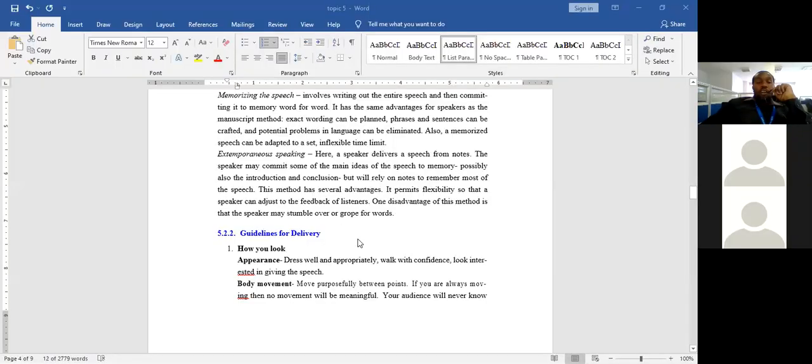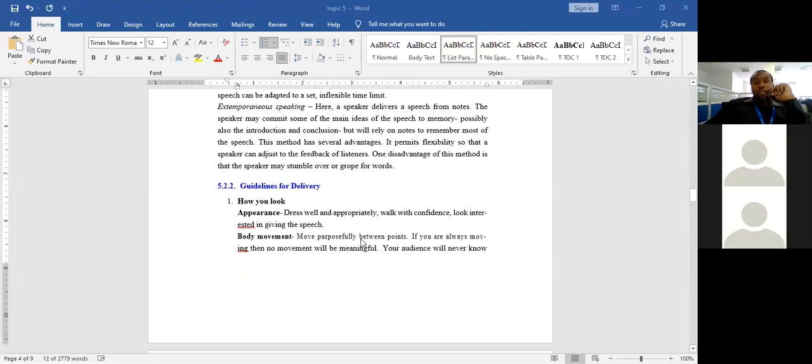So guidelines for delivery. Number one, Mbulwa, you have been asked to give a speech for the graduating class of 2021 at Zitech University. How do you prepare yourself to give such a speech? Number one, you have to be very cautious of how you look. How you look when you're giving a speech will make the audience either accept your argument or not accept it.